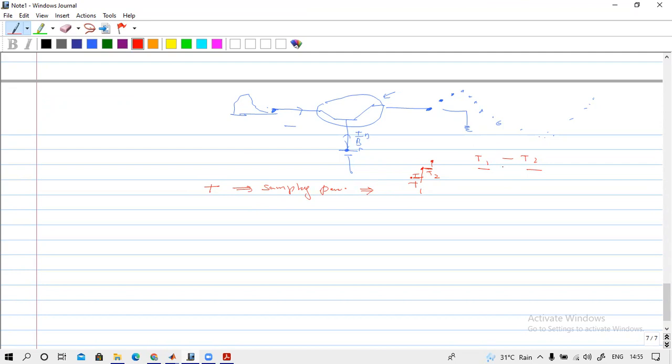But actually in most practical sampling systems, this sampling duration is kept constant. If the sampling duration is changing, it will be difficult to do the analysis and also to process the signal electronically. So normally we keep this sampling period constant. If the sampling period is constant, we call it uniform sampling. Uniform sampling, another parameter.